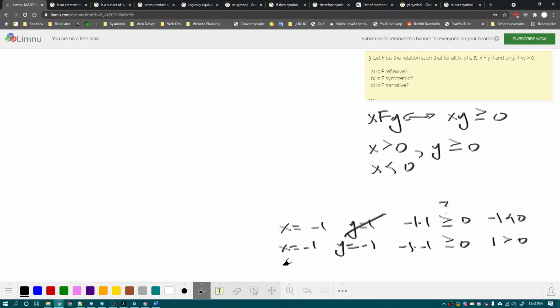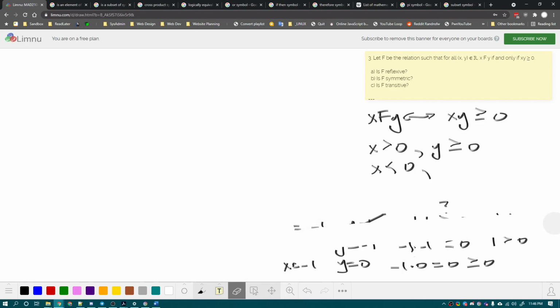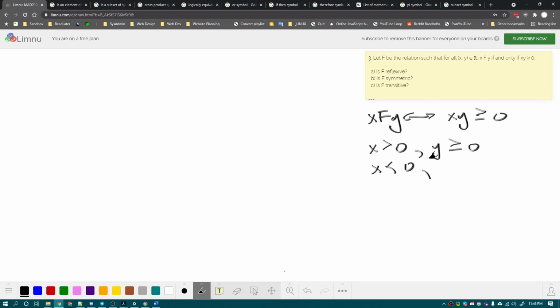Let's do one more little test. How about x equals negative 1 and y is equal to 0? That's sort of our special number in this problem. Well, negative 1 times 0 is equal to 0, which is greater than or equal to 0. So through trial and error, I'm getting some properties of this problem. When x is less than 0, y must be less than or equal to 0.